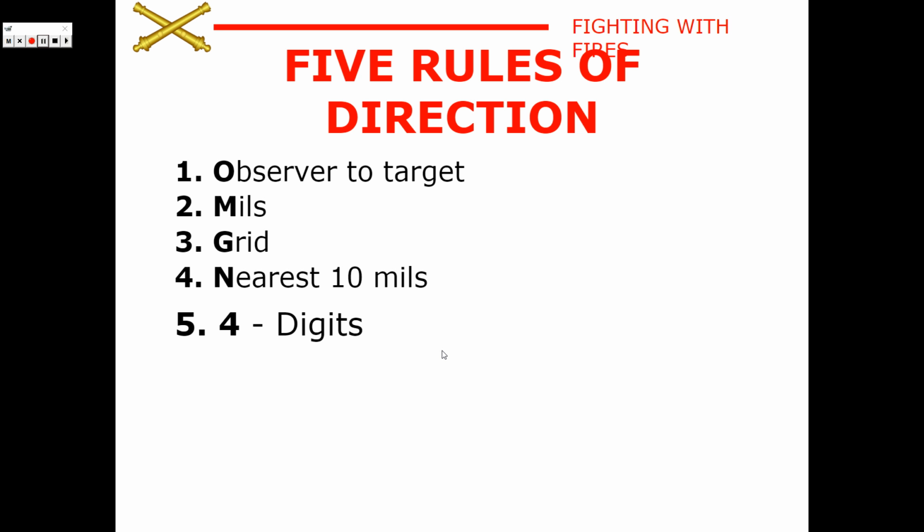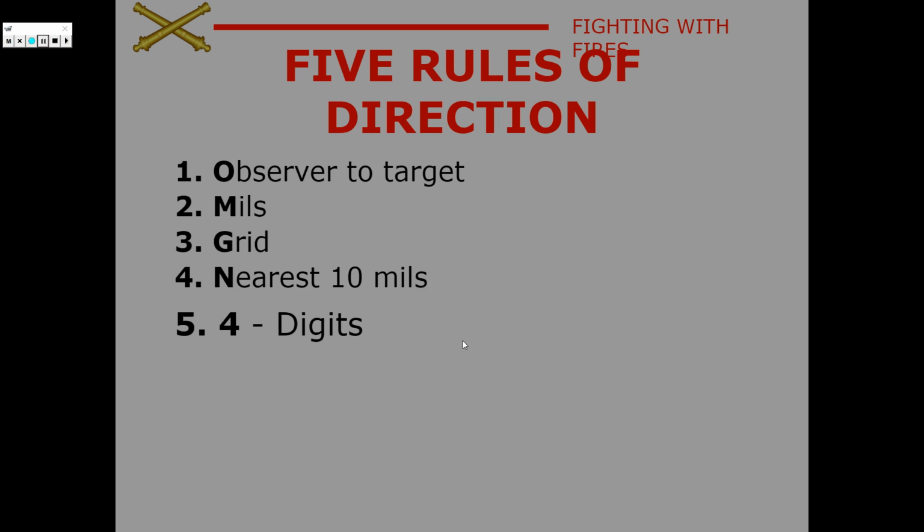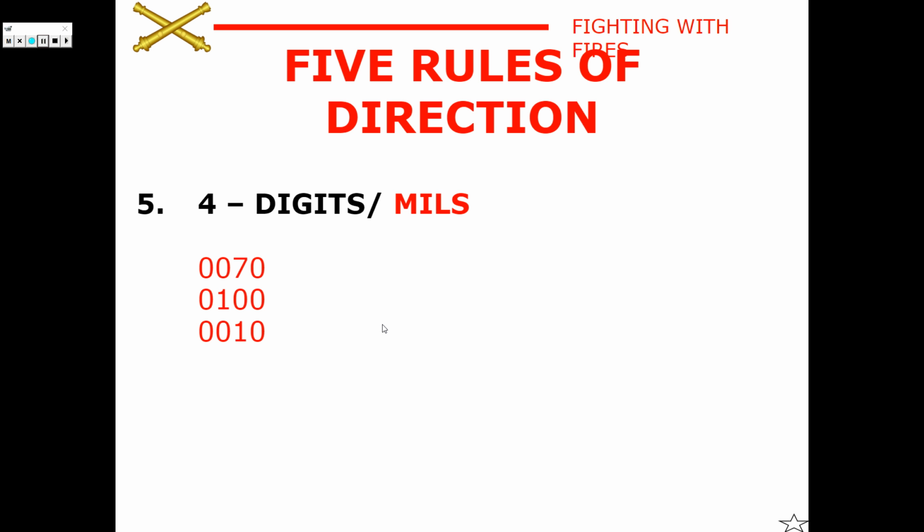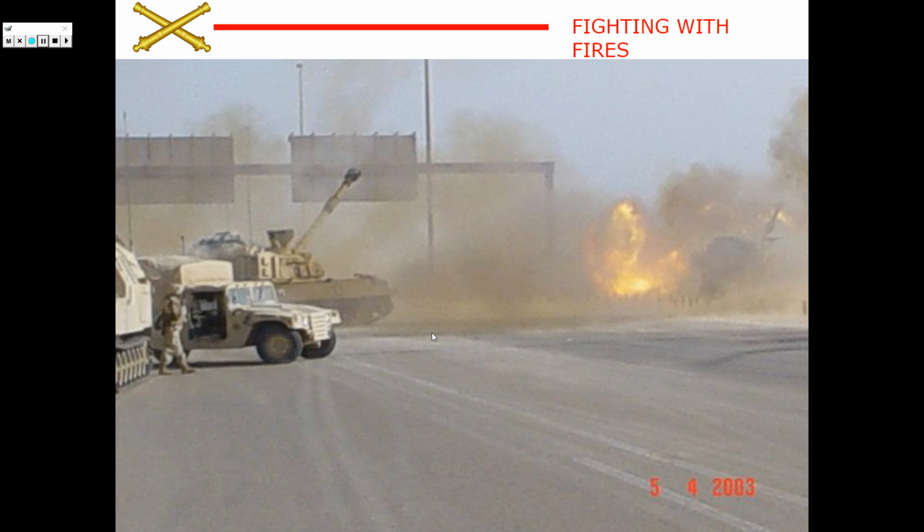We'll always communicate those in 4-digit terms. That way, when someone's listening on the radio, they don't get it confused with degrees. For example, if I was just to say direction 70, an untrained soldier who doesn't know the difference between mils or degrees for fire support may think that we're talking about 70 degrees. So it's especially important when you're describing mils that are below 360, you have that 4-digit format. So 0100, 0010, 0070, and so on. Always give 4 digits with your direction.